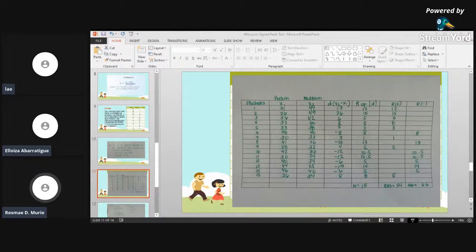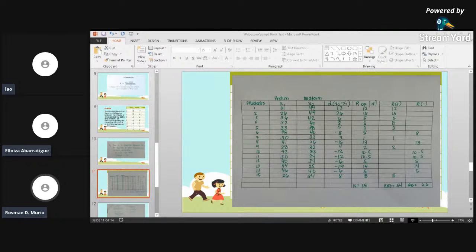So, ang negative 8, rank number 8 po siya. Then, si negative 15, rank number 13. Negative 12 is rank 10.5, and also the negative 12, 10.5. And negative 6, rank 5. Negative 19, rank 14. And negative 6 is rank 5. So, dito po nakuha na natin yung ranking nila.